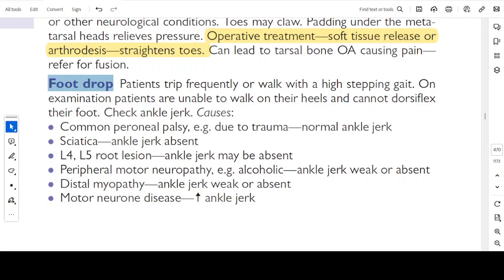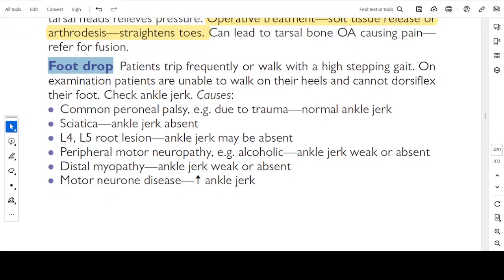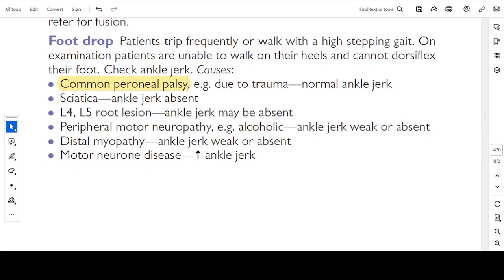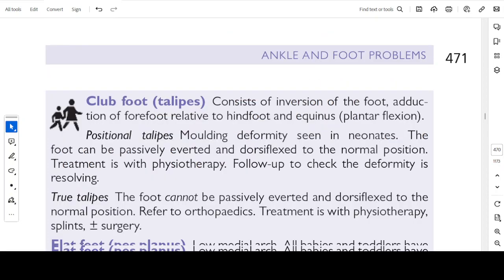Foot drop. Patients trip frequently or walk with a high stepping gait. On examination, the patients are unable to walk on the heels and cannot dorsiflex their foot. Check the ankle jerk. Causes of foot drop: the commonest is common peroneal nerve palsy, for example due to trauma, where the ankle jerk will be normal. Sciatica, ankle jerk will be absent. L4 L5 nerve root lesion, ankle jerk may be absent.